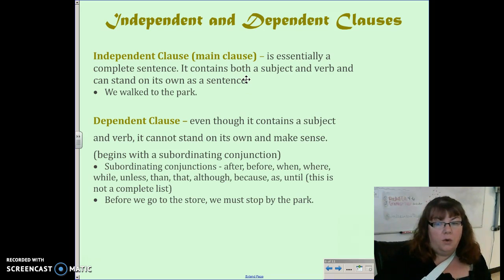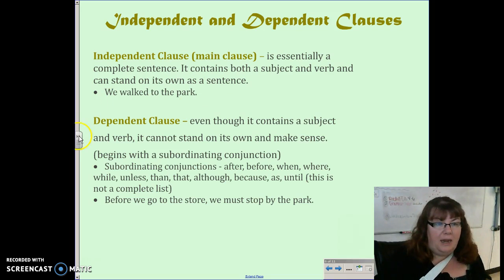There will be a worksheet to go with this, and I'm going to show you the instructions in just a moment. So the first thing we're going to look at is the idea of an independent clause. A clause has a subject and a verb, but an independent one is one that can stand on its own as a sentence. So it doesn't require any more information. It's perfect just the way it is.